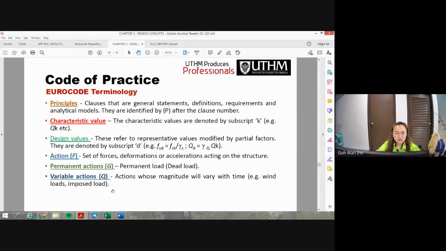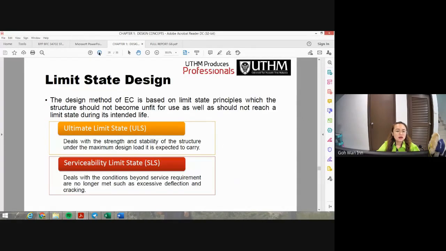Variable action is changeable, it varies with time, for example wind load and imposed load. For permanent load, examples are the self-weight of the beam and the self-weight of the slab. For this, we will focus on chapter 3 to calculate it. Other than that, we also need to know what limit state design is. You will also very frequently see ULS and SLS. Just now when I explained the steel, you remember we have FY and FU. Remember, ultimate.